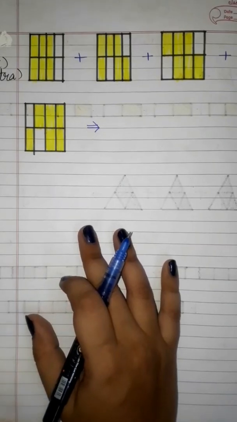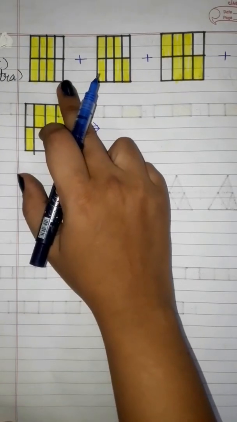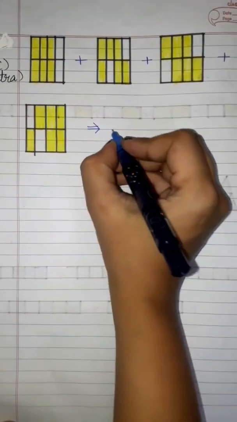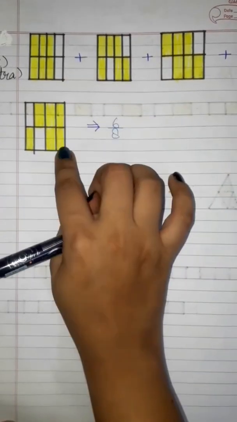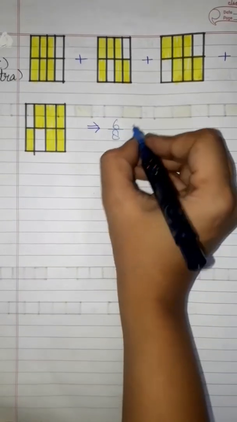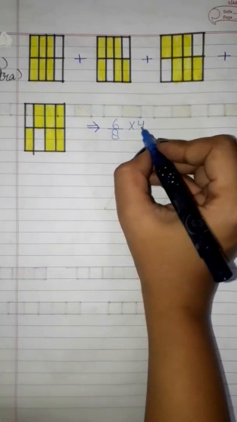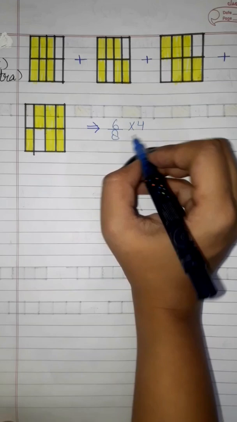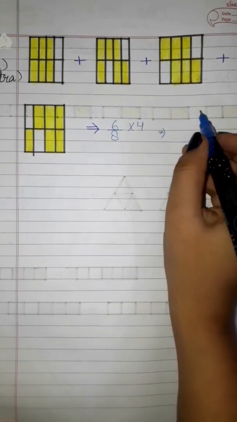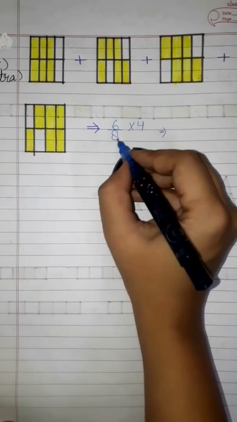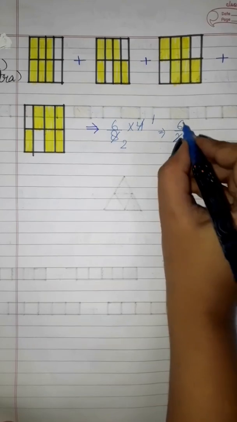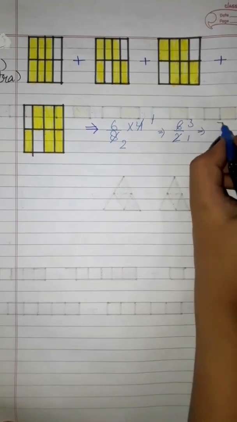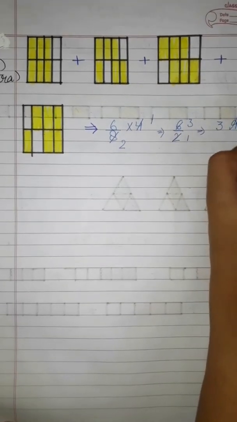Now see one more example. Write the fraction of one figure. Total parts are 8 and shaded are 6. And how many times is it getting added? 1, 2, 3, 4, so into 4. Children, if in multiplication you can reduce, then reduce and get the final answer. Like you can see this 4 and 8: 4 ones are 4 and 4 twos are 8. So what do you get? 6 by 2. Now again you can reduce it: 2 ones are 2 and 2 threes are 6. So what is the final answer? 3, 3 whole number.